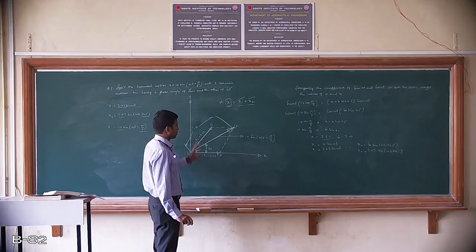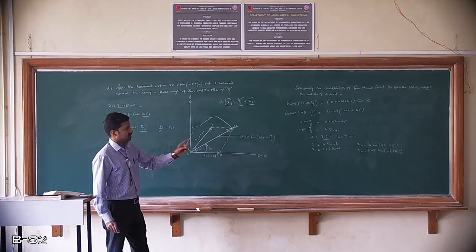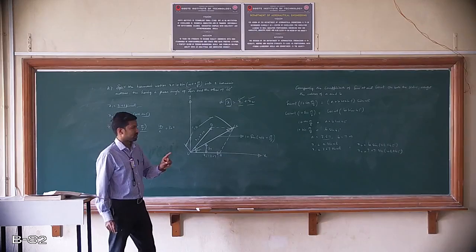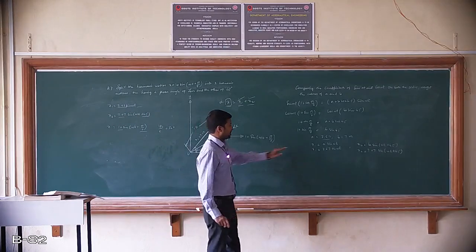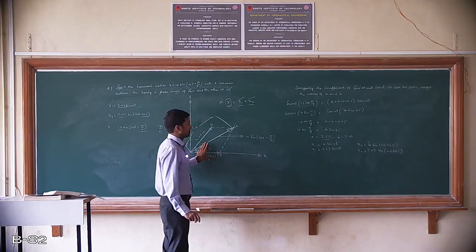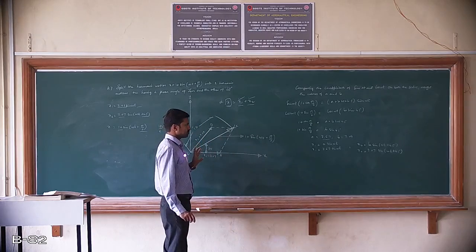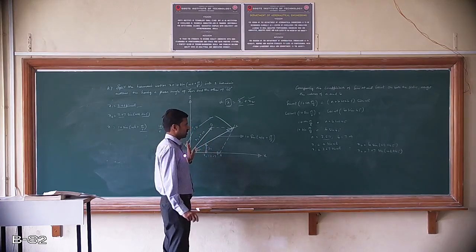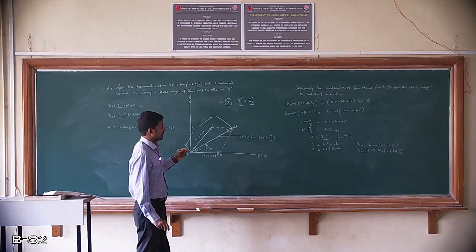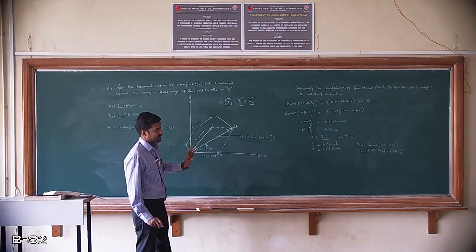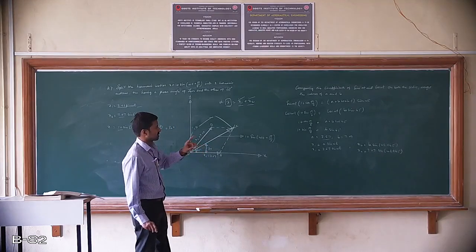So here one thing is clear: whatever analytical method you have followed and whatever values you have found, if they do not match with the graphical method, it means that you have made a mistake, either in the analytical method or in the graphical method. So it is just like a self check. In the examination, you will directly come to know whether it is correct or wrong.